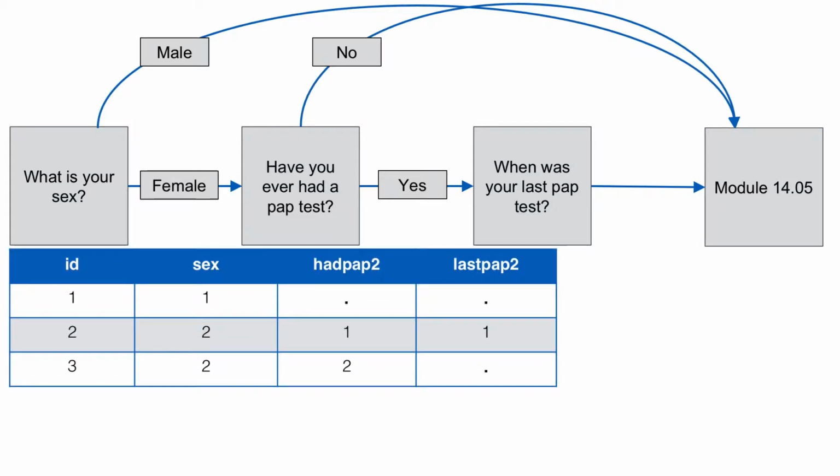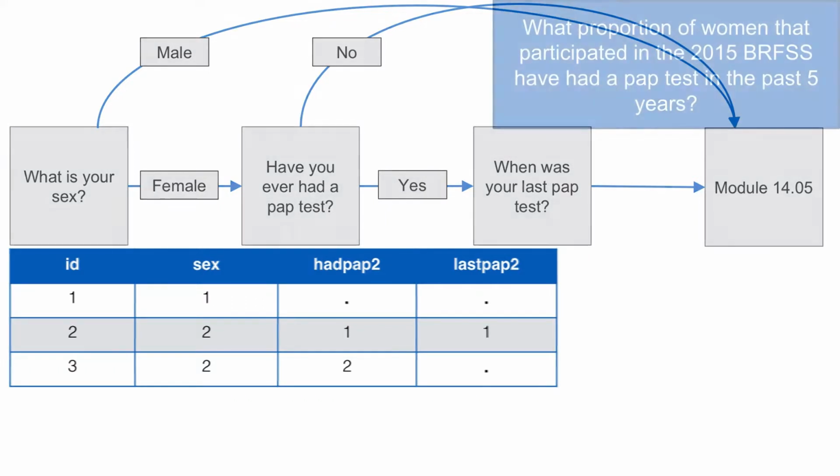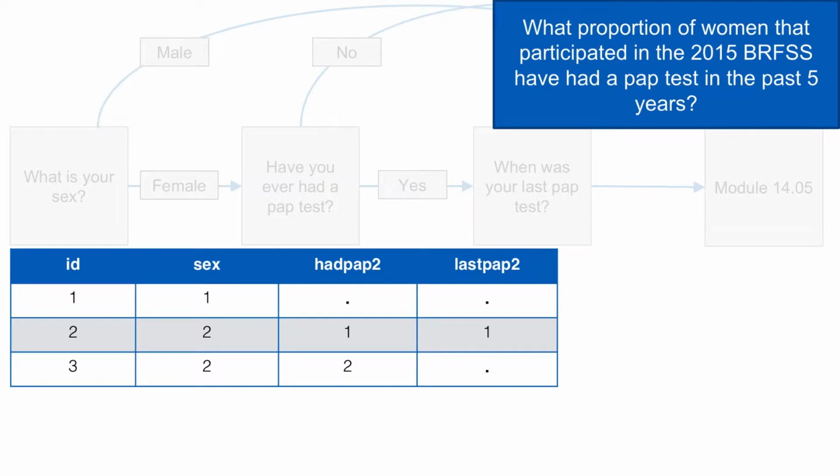Now let's look at participant number 3. She is also female, but told us that she has never had a Pap test. And, as expected, she skips the question about the timing of her last Pap test. Therefore, she has a missing value for the variable last Pap 2. Let's stop for a moment and think about our question and our context. Is participant 3 a member of our stated target population and someone for whom we're interested in knowing more about? Well, she's a woman and she participated in the BRFSS, so yes.